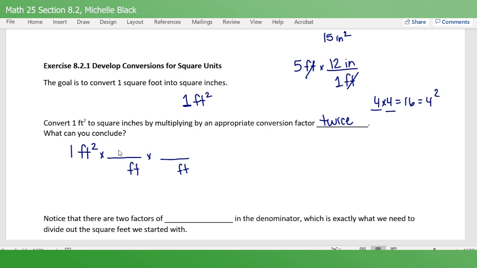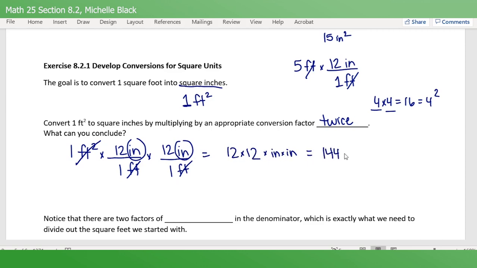But I already know a unit fraction involving feet and inches, and again our goal is to get into square inches. So plugging in that unit fraction, feet squared will go away when I eliminate both feet in the bottom, and I'm left with 2 sets of inches. Well, if I'm going to do 12 times 12 and inches times inches, it's the same as 12 times 12, which is 144, and inches times inches is inches squared. So 1 square foot is the same as 144 square inches.